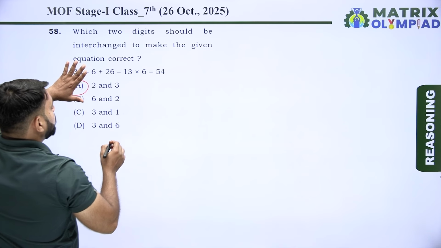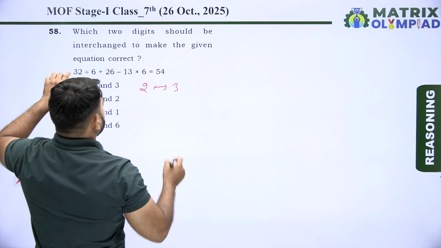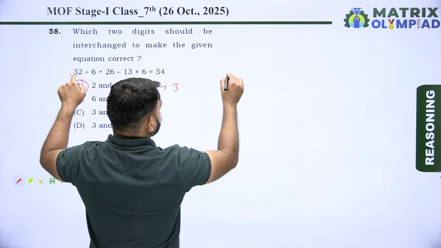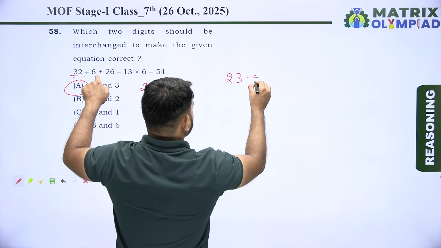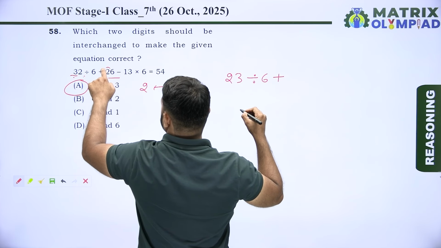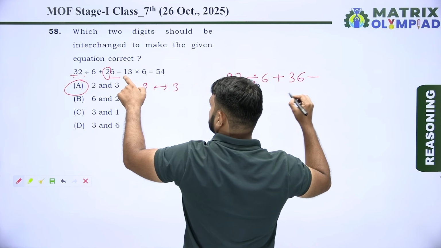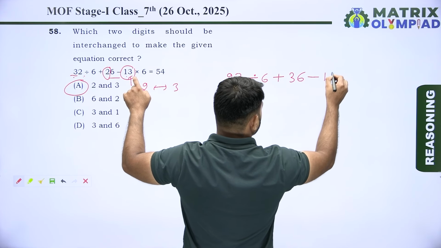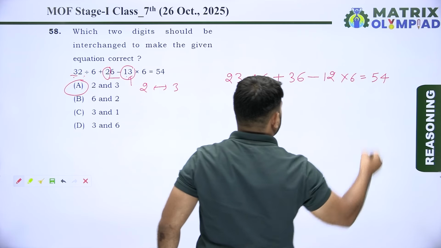So now according to option A, interchange the 2 and 3. So now the equation is 3 means 2 and 2 means 3, divided by 6 plus 26. It means 2 means 3 and then 6 minus 13. It means 1 and 3 means 2. Multiply by 6 is equal to 54.